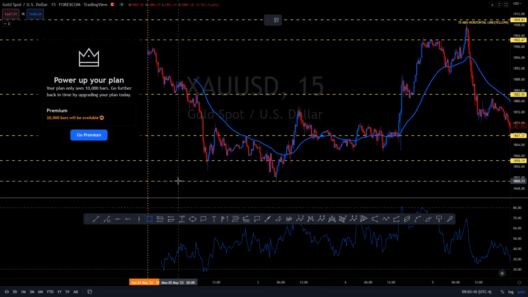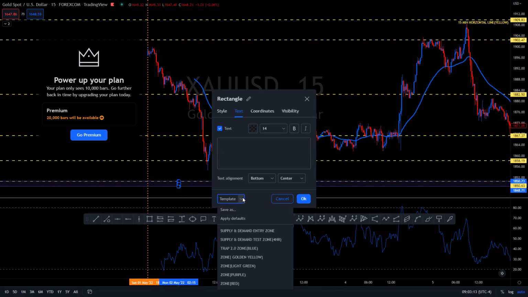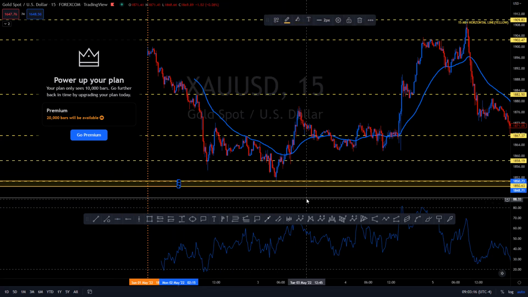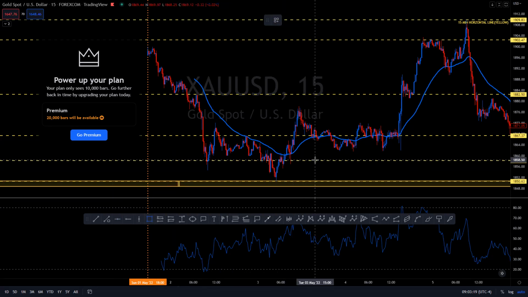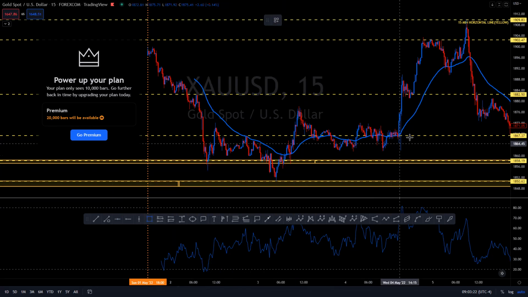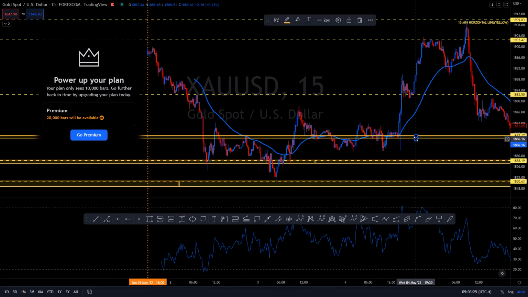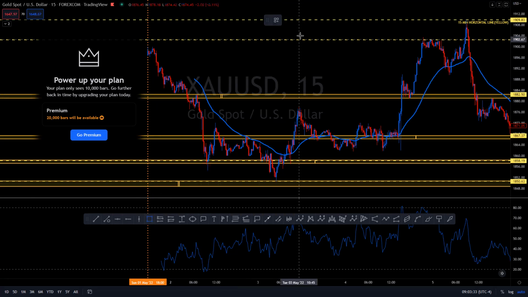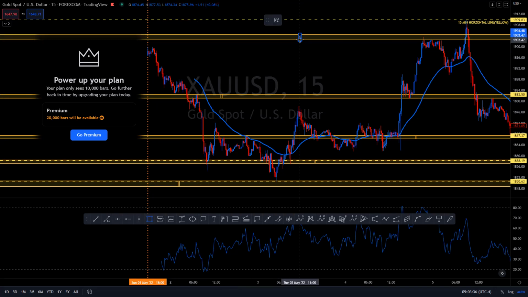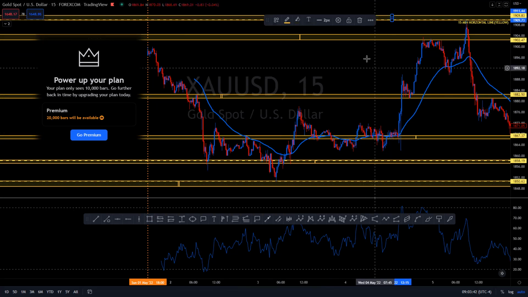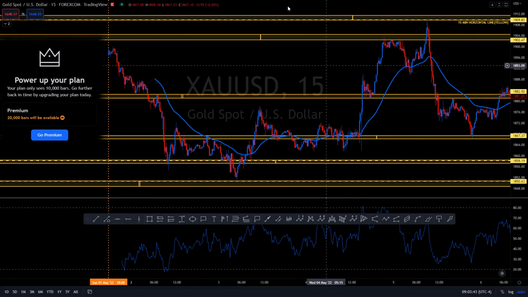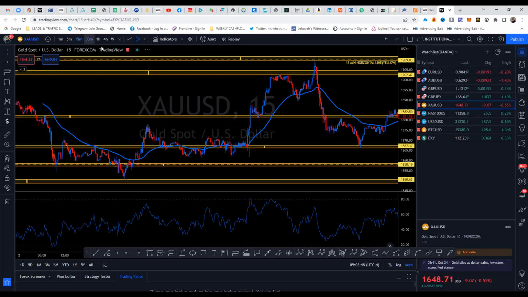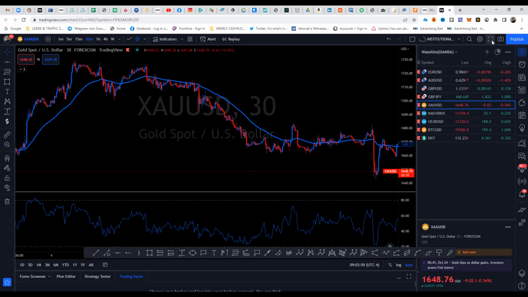So we're going to draw zones in these areas. And basically, this is the type of marking process that I do from the 15-minute time frame all the way to the 4-hour. And then we scale back to figure out exactly what price is going to be next according to this supply demand market structure. So that's marked up. So now let's move on to the 30-minute time frame to do the same thing.